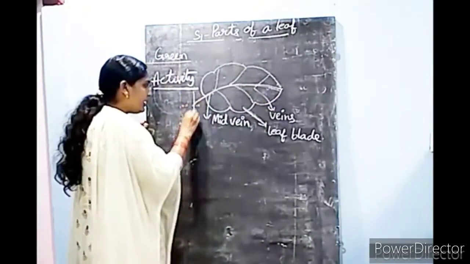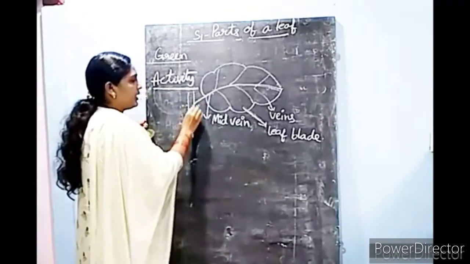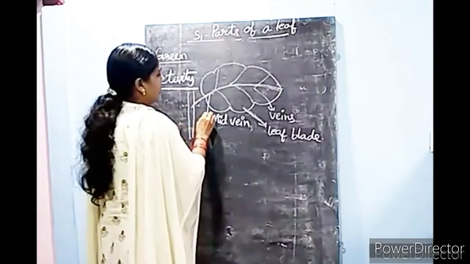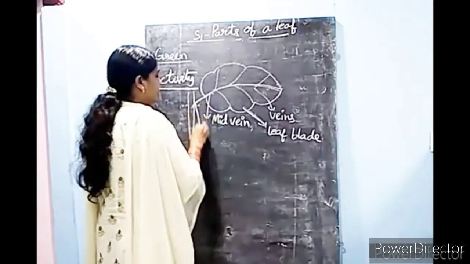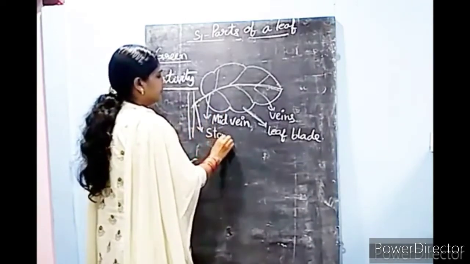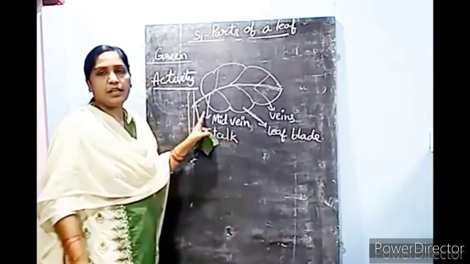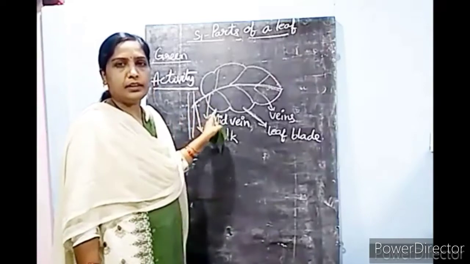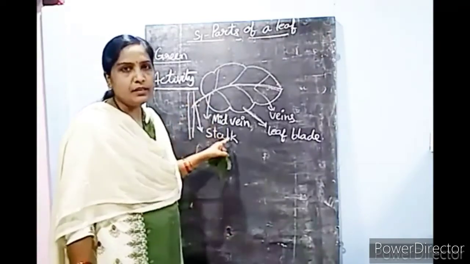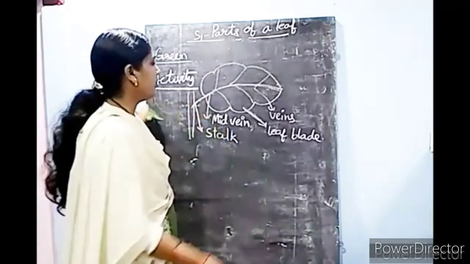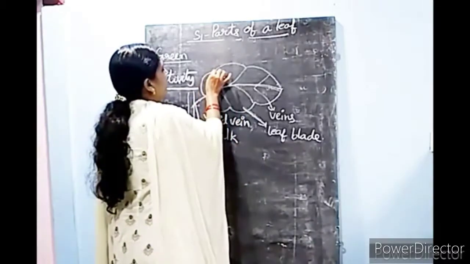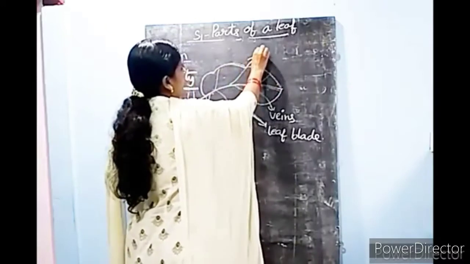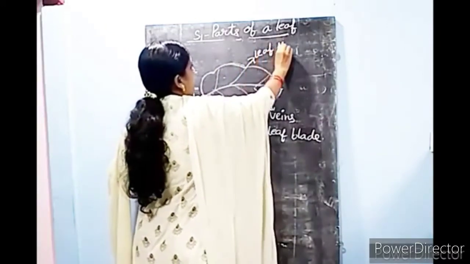So this leaf is connected to the stem. The leaf is connected to the stem by a part known as the stalk. All the leaves are connected to the stem, right? So this part which is connecting the leaf with the stem is known as the stalk. And these are the leaf margins, where the end of the leaf is known as the leaf margin.